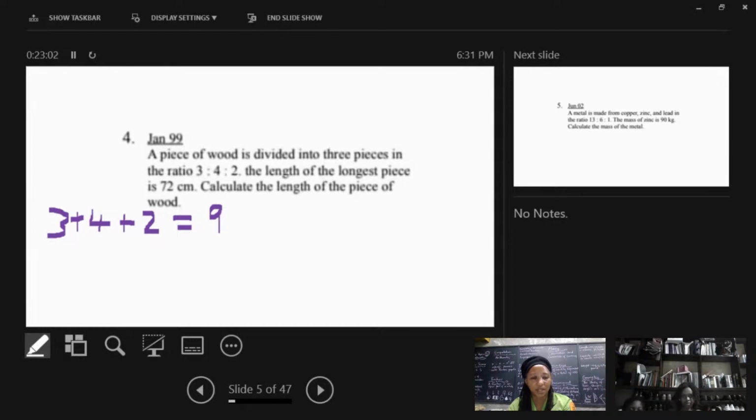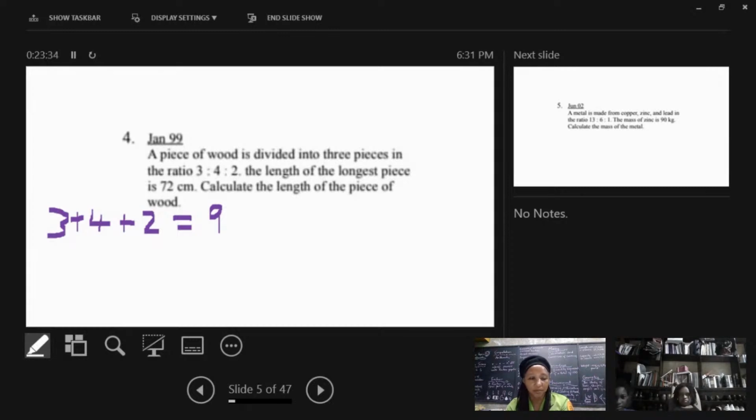9 is the total ratio, John. Yeah, so 9 represents the 72. The 9 in the ratio represents the 72. 9 is the total ratio. Oh, sorry, no, the longest piece is 72. Right, so 9 represents the total ratio. They want the total length of the wood.